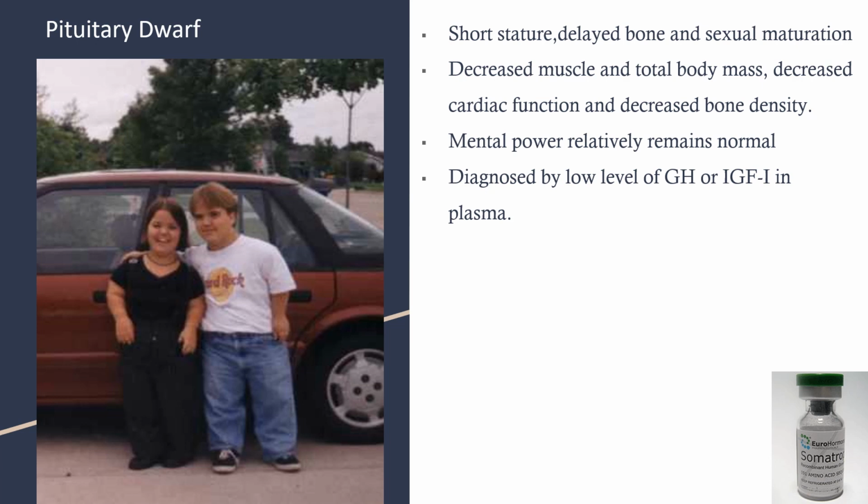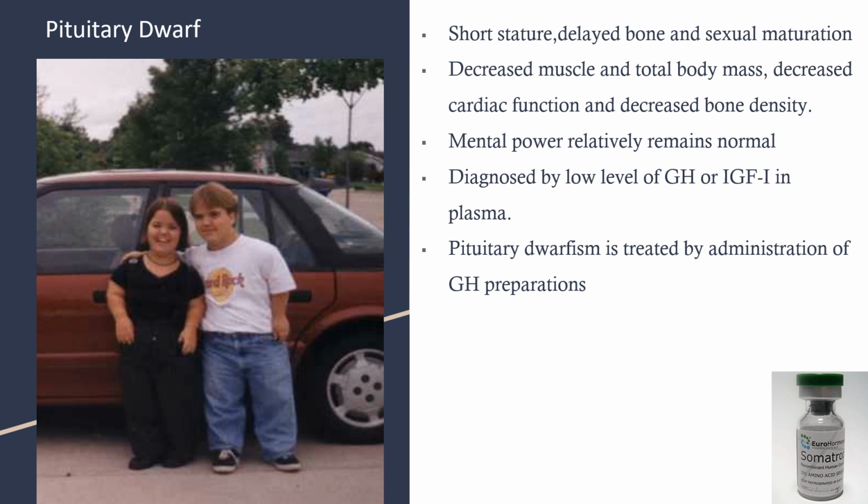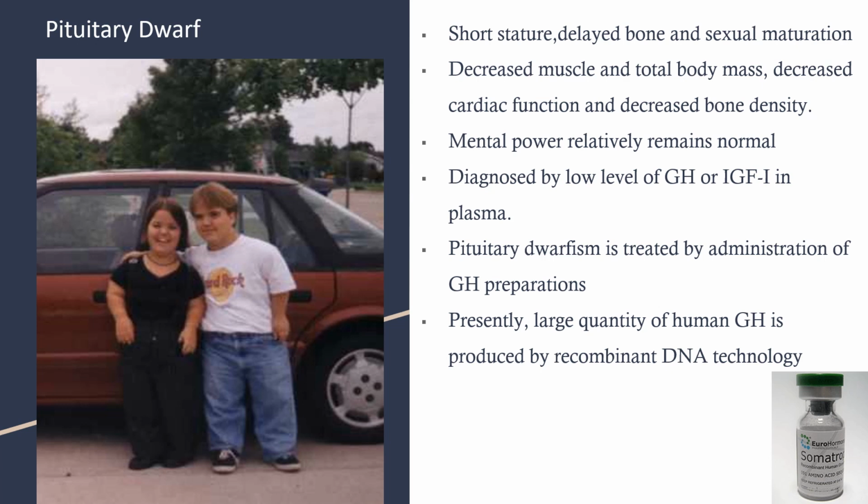It is diagnosed by the low level of growth hormone or insulin-like growth factor in the plasma. Pituitary dwarfism is treated by the administration of the growth hormone preparations. So due to the difference in the structure, there is wide species variation in the growth hormone. So growth hormone which is extracted from the animals will not work in the humans. So the amount of growth hormone collected from the human pituitaries at the time of autopsy is not adequate to treat the pituitary dwarf patients.